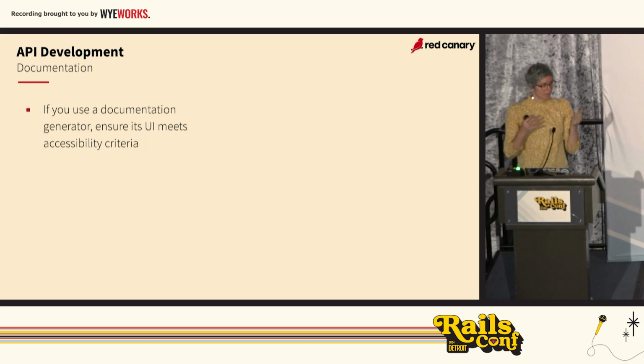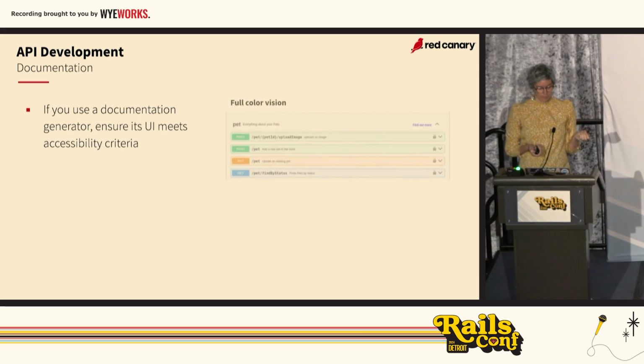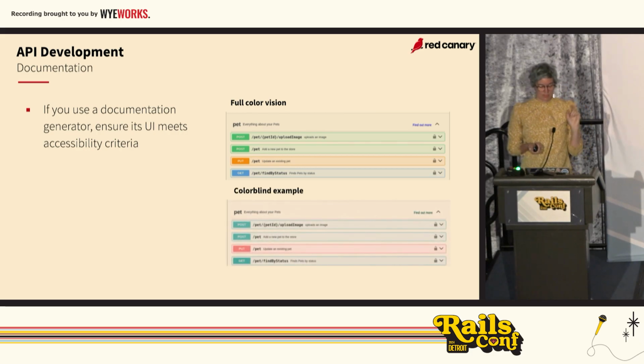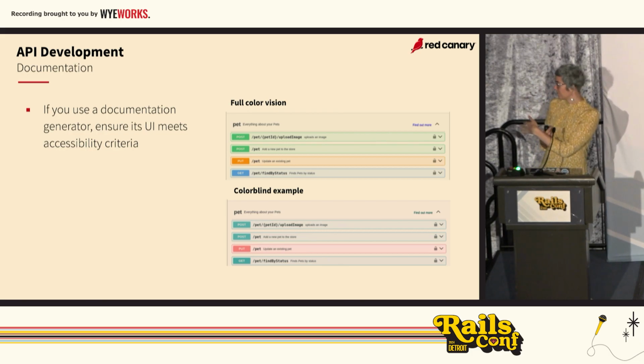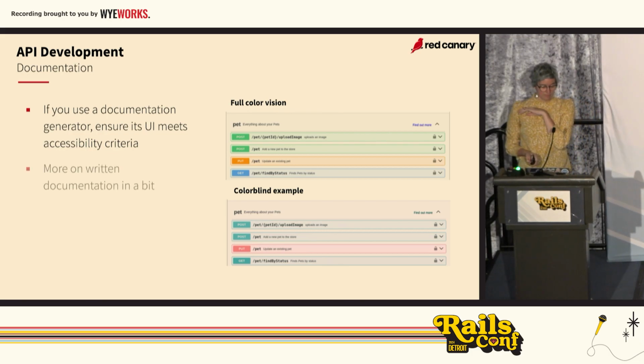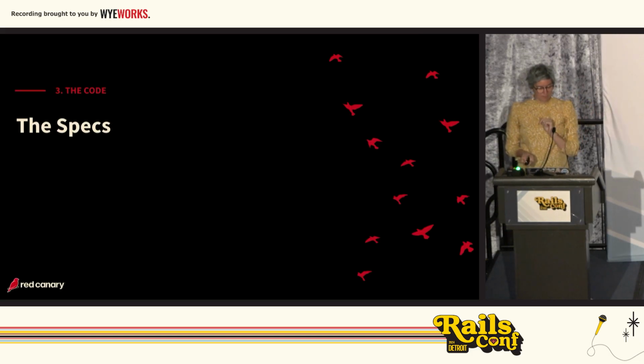Documentation. This is another big one, and we've got a whole section on documentation coming up, but specifically related to APIs, if you're using a generator to show your different endpoints and what the calls are and the methods, try to pick one that meets those accessibility criteria. This is the one that we use, which unfortunately does not. You can see a full color vision example and a colorblind example. It's very hard to tell which ones are gets and which ones are posts because the colors look the same. Again, more on that in a bit.